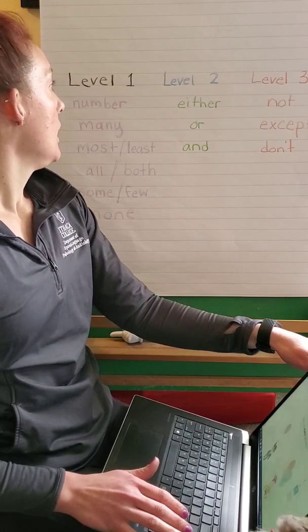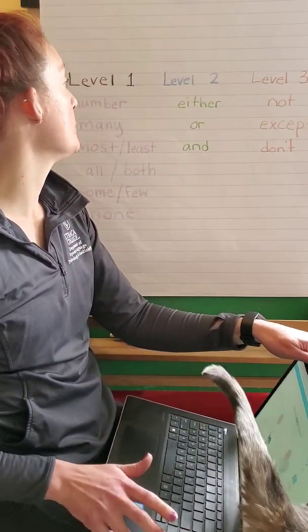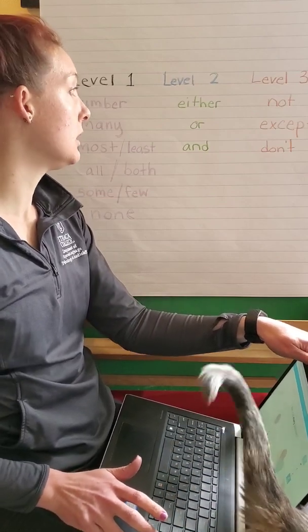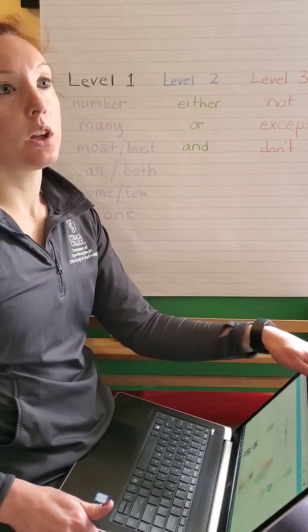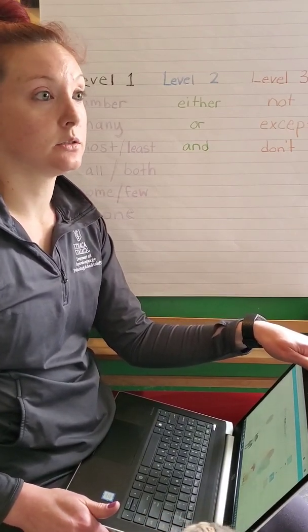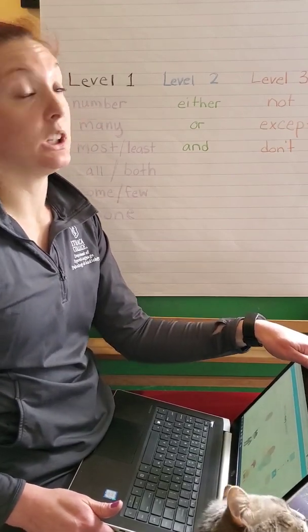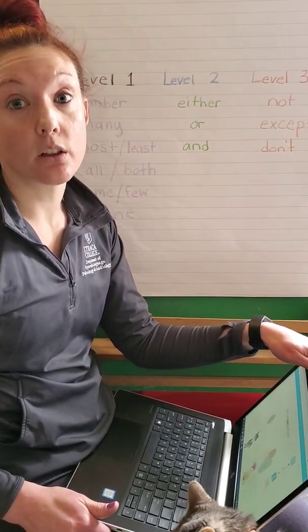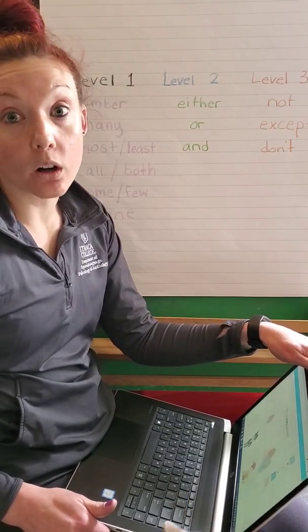Then we move into level 2 words. So those ones would be either, or, and. Give me either the doll or the dog. Give me the doll and the dog. Give me the doll or the dog.